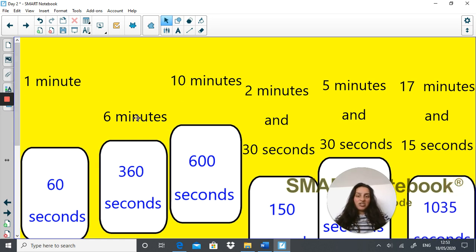And as you can see, as you go along the line, it gets harder and harder. And if you got this one right, super well done. That is really impressive.